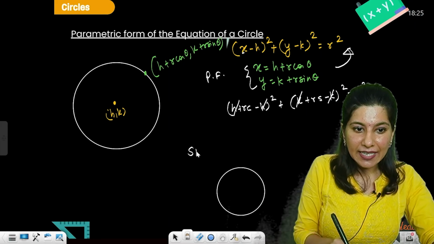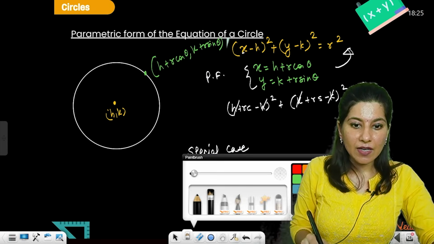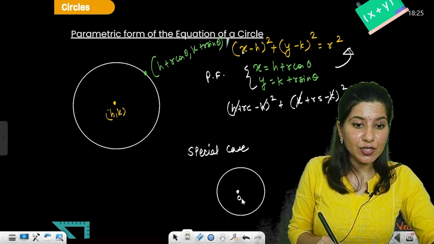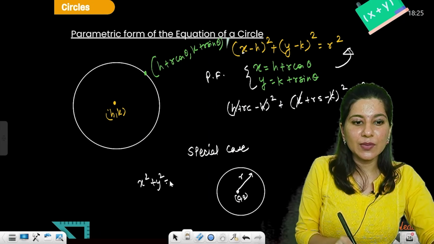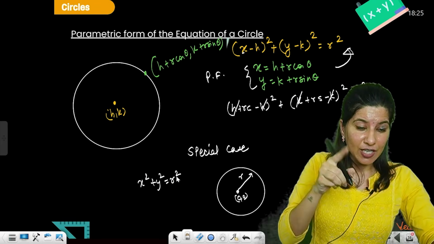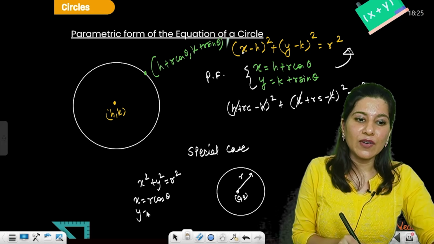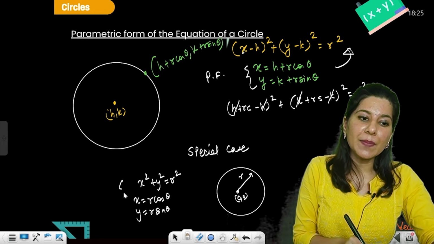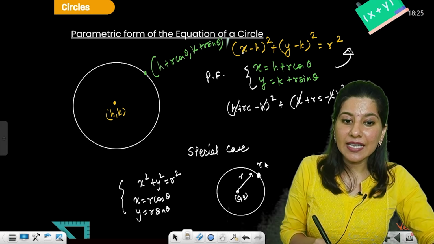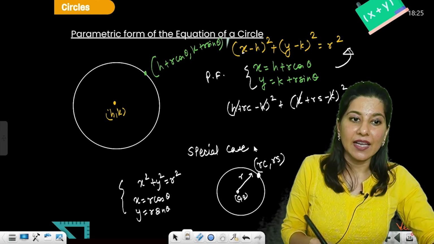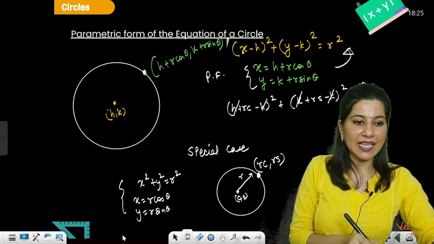Now the special case is when your center is at origin and radius is r. Basically your circle is x square plus y square equals r square. So in this particular case, your parametric coordinates will be x equals 0 plus r cos theta and y equals r sine theta. That's it. So do remember this particular special case. You can take any point on the circle as r cos theta, comma r sine theta. And in the general case you can take any point on the circle as h plus r cos theta, comma k plus r sine theta.